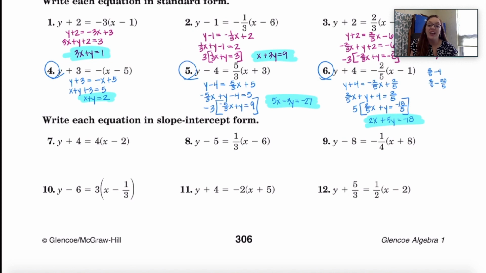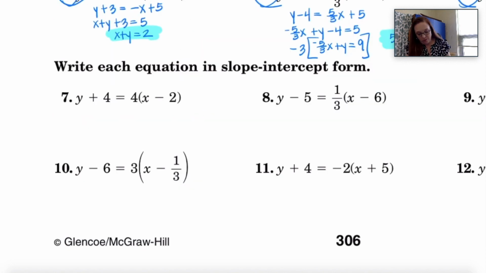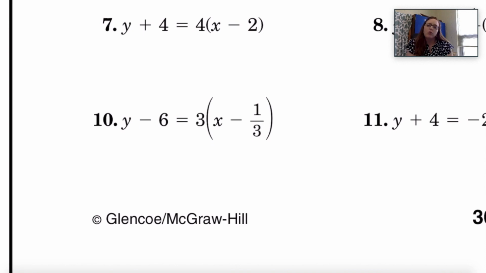All right, let's do the last section. It says to write each equation in slope-intercept form. So slope-intercept form is that y equals mx plus b form. So we're going to start off the same as we were doing before. We're going to go ahead and get rid of our parentheses by using our distributive property. So I'm going to have y plus 4 equals 4x minus 8.